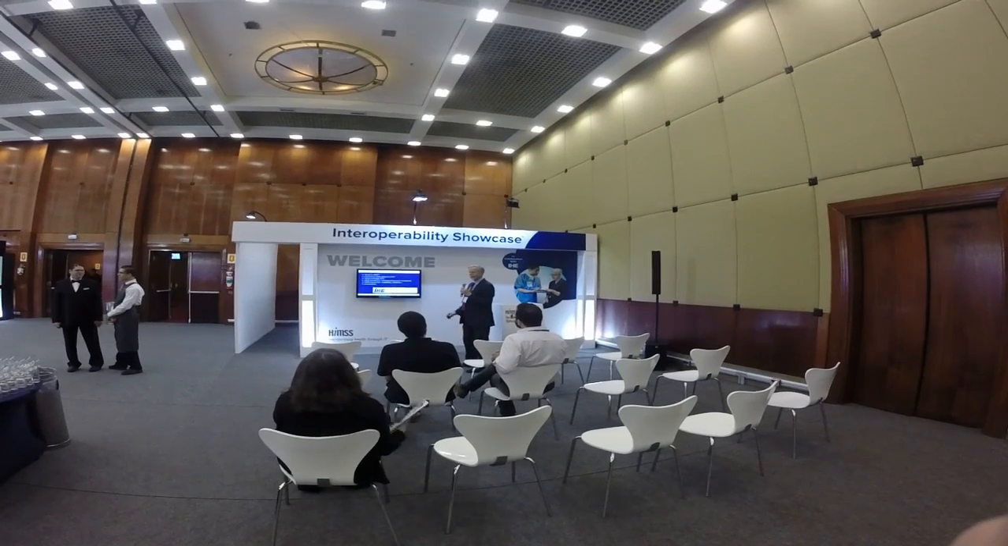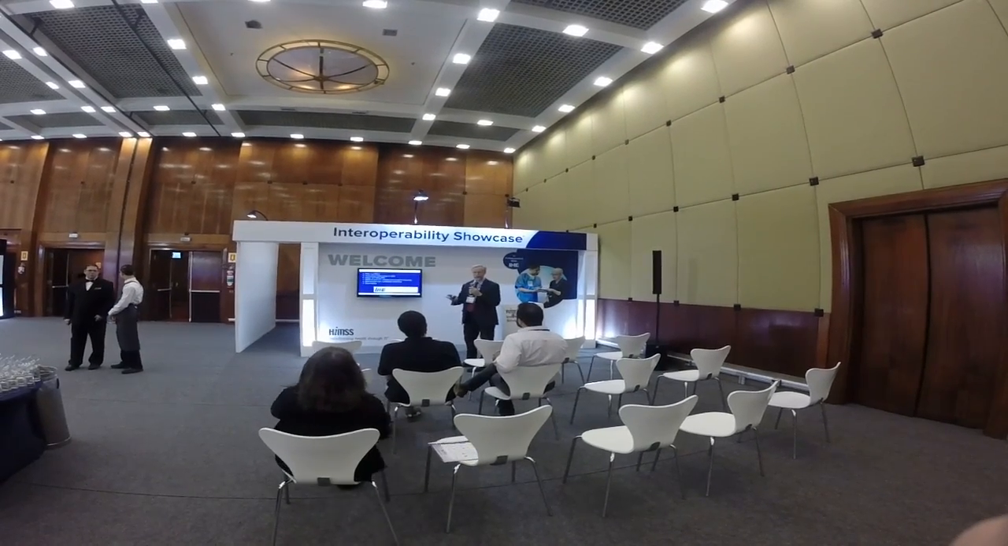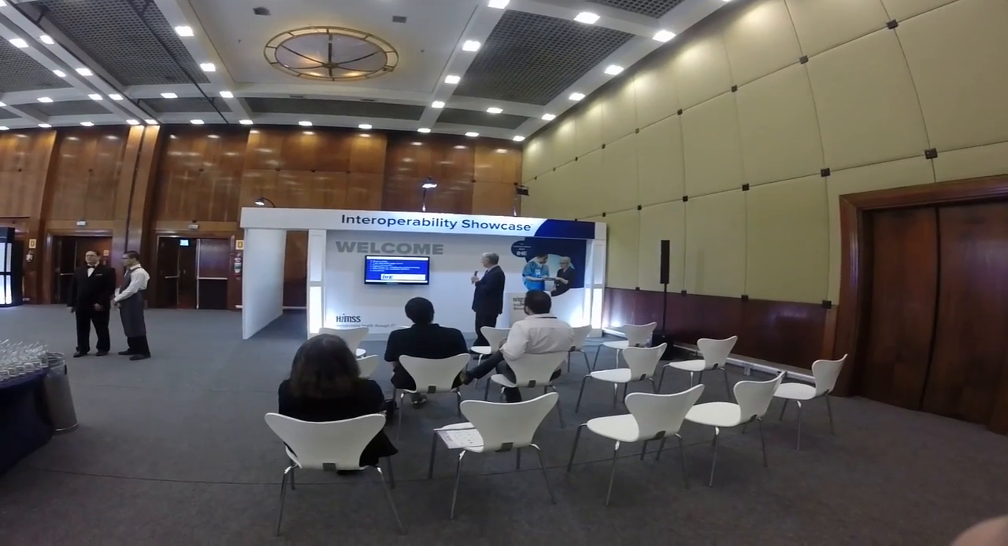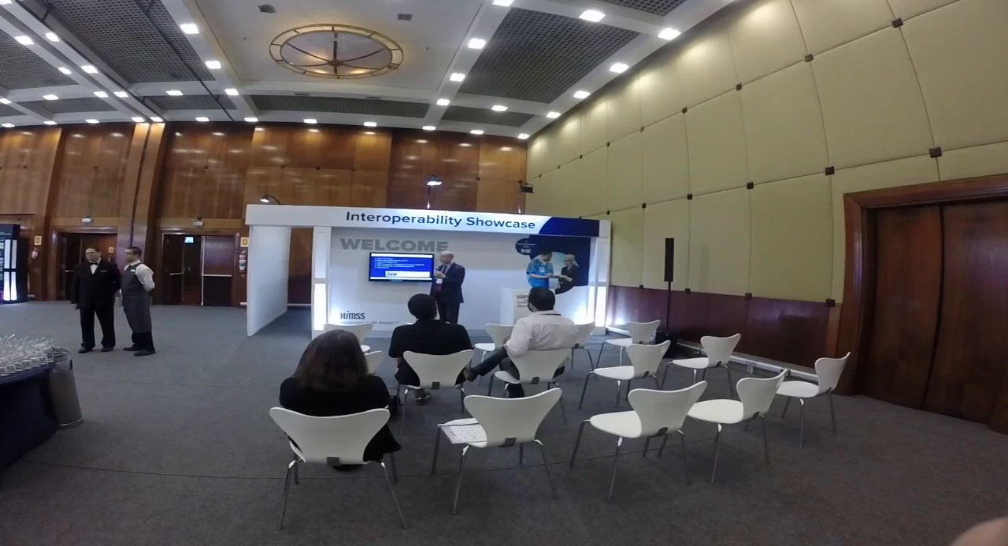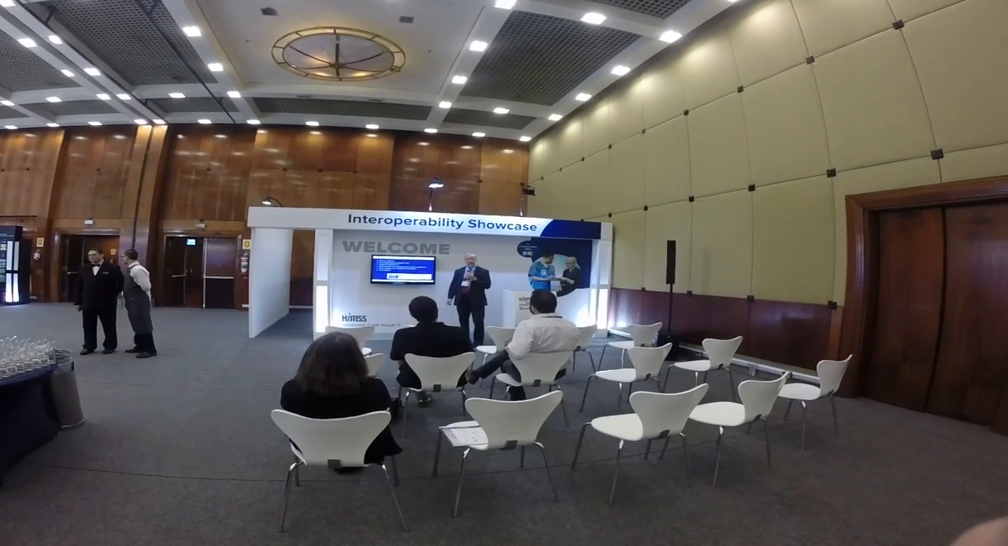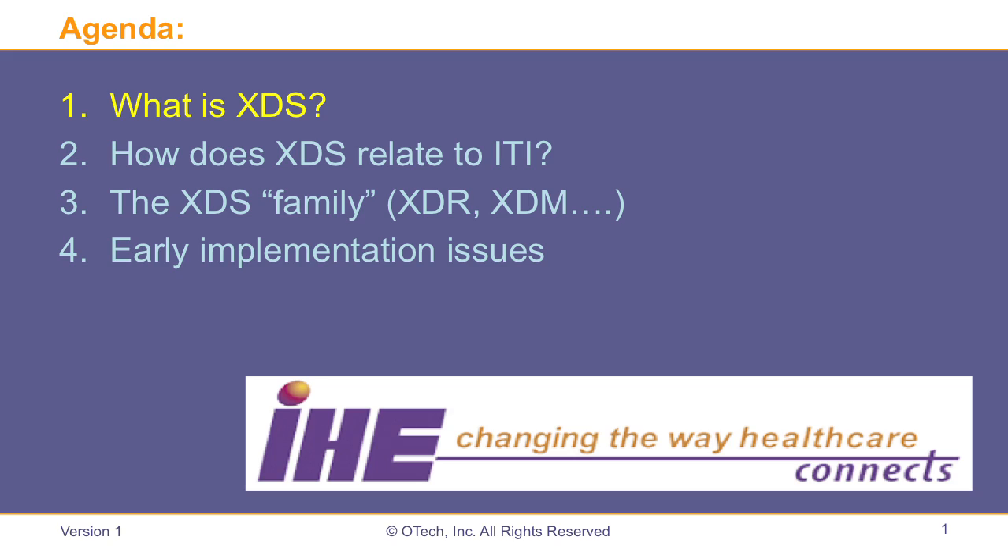But now let's talk about the IHE-XDS profile. And I split this presentation in 4 parts. First, I'm going to talk about what is XDS, then how it relates to the ITI technical framework, talk about the XDS family, and then we'll finish off with some early implementation issues. So if you are familiar with XDS and ITI and family, you might want to skip straight to part number 4, which talks about the early implementation issues.